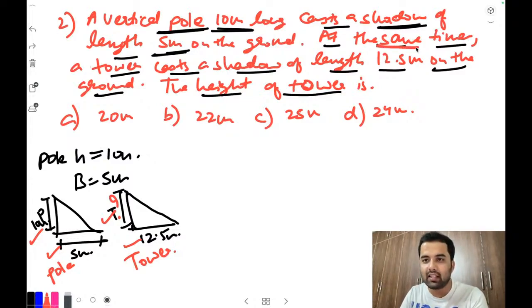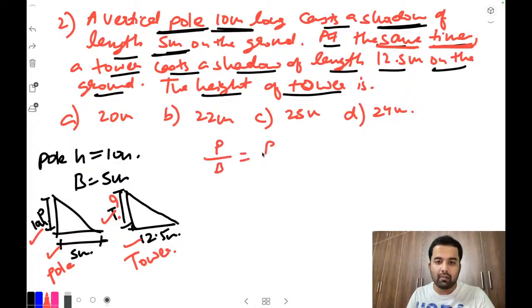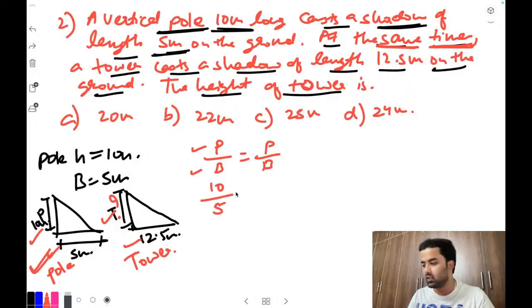See this, at the same time, which means we have to compare both of them. So write the ratio of both of them, then equate it. So for example, p by b equal to p by b. The p value and b value are put in: 10 by 5, equal to, here p as it is, because we have to find that one, over the base, which is 12.5. Now cross multiply.